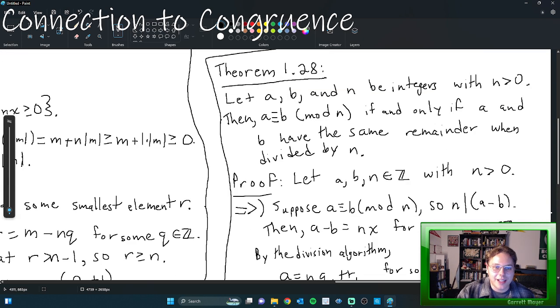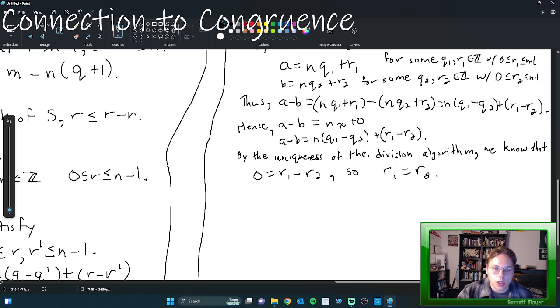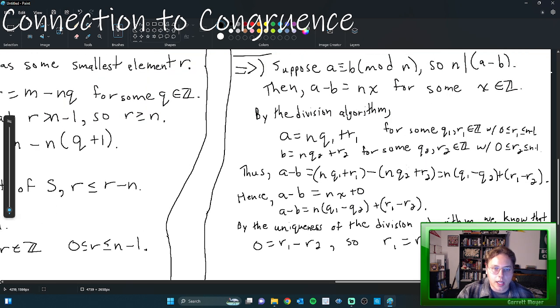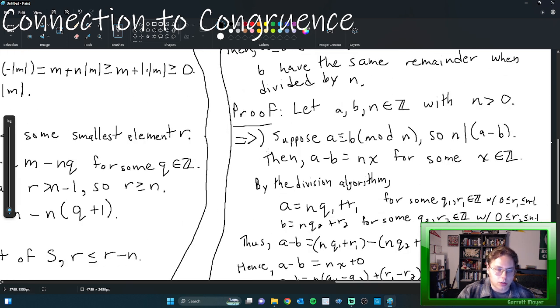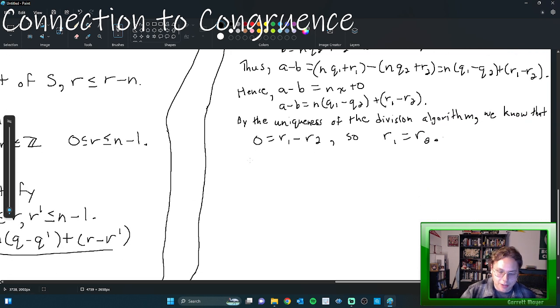Let's go back to the top. A and B have the same remainder when divided by n. We're trying to show for this direction that if A and B are congruent, they have the same remainder when divided by n. So what did we do? We showed that R1 equals R2. Now, R1 is the remainder of A when divided by n. R2 is the remainder of B when divided by n. So we've shown that the remainders when divided by n between A and B, which are congruent, are the same. So we've shown that this direction of the biconditional is true. So check. We can finish up with that, and now we can move on to the other direction.